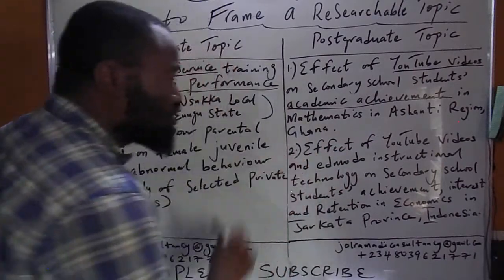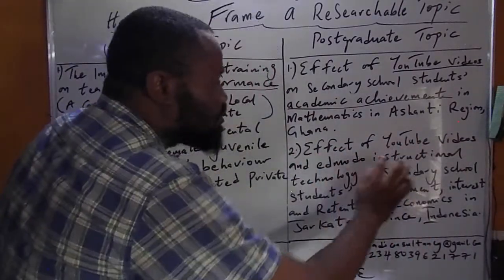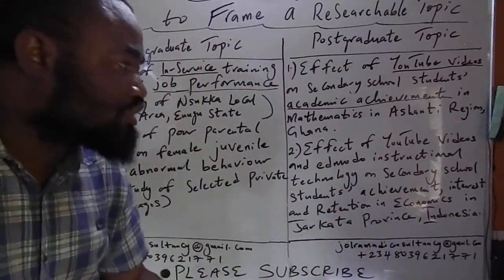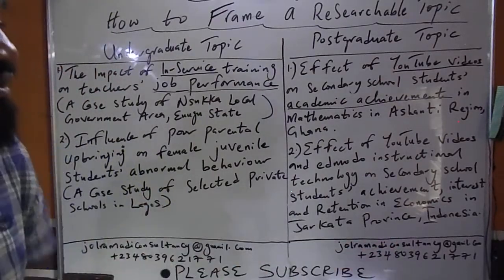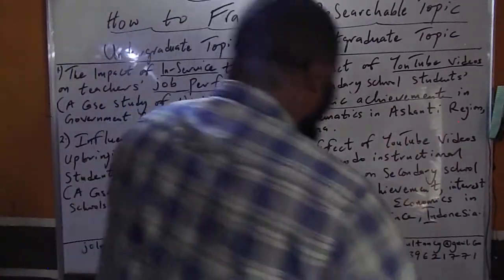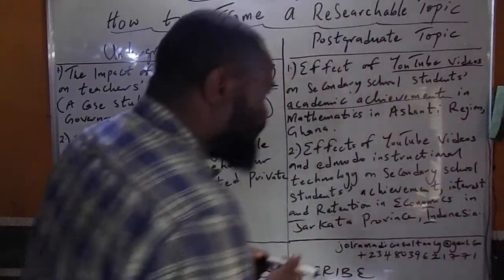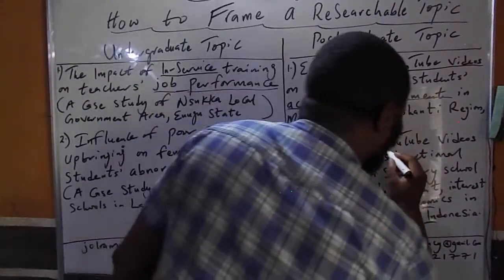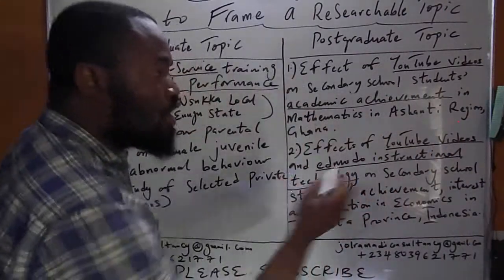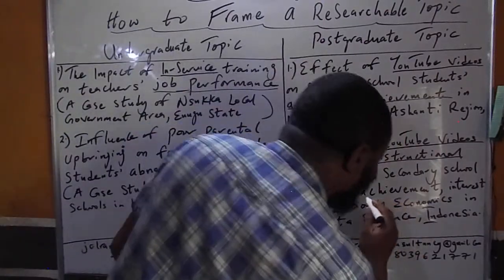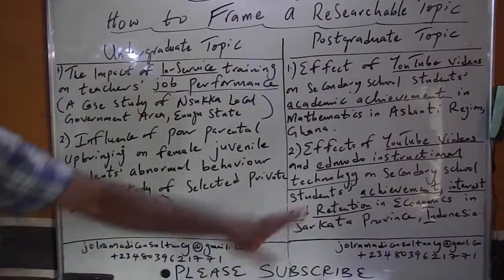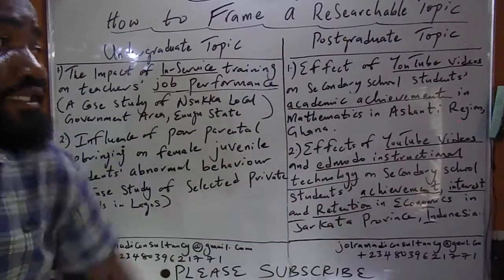For instance, this example 2 here: effects of YouTube videos and Edumodo instructional technology on secondary school students' achievement, interest, and retention in economics in Jakarta province, Indonesia. When you look at this topic, we have YouTube videos and Edumodo instructional technology on secondary school students' achievement, interest, and retention. This makes it, you have what here? 5 variables in this topic.